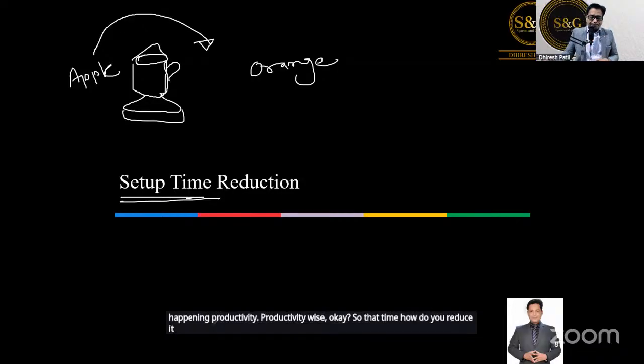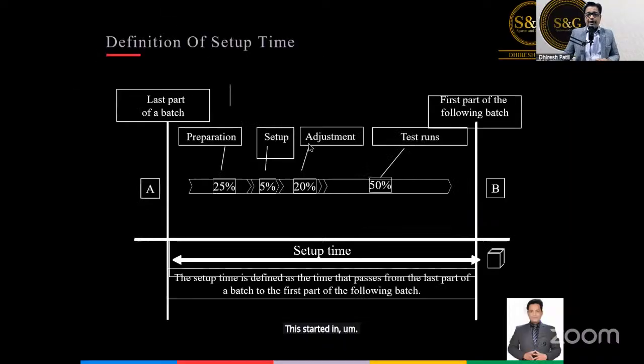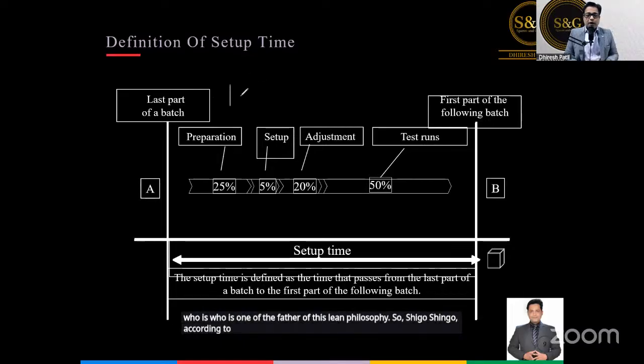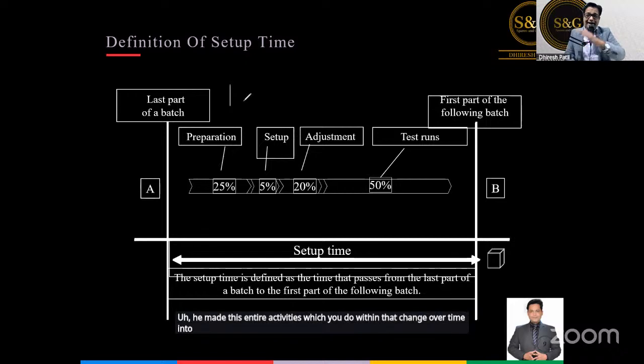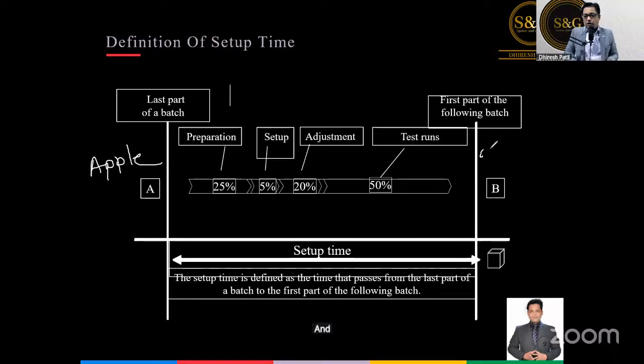That is where this started, in Toyota. There was an engineer called Shigeo Shingo, who is one of the fathers of this lean philosophy. According to him, the activities you do within that changeover time can be divided into internal and external activities. Let me explain. Let's say this is apple juice I am making, and this is product B, which is orange juice.